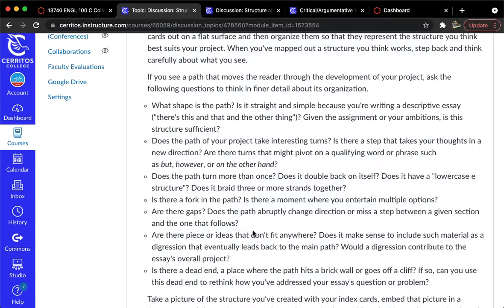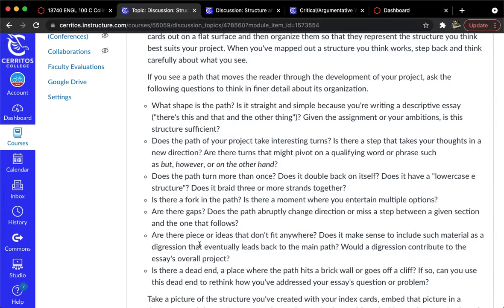Are there gaps? Does the path abruptly change direction or miss a step between a given section and the one that follows? So this is just asking you to pay attention to the way that you've connected ideas. Are there connections that maybe aren't very clear, or perhaps you neglected to make that connection to begin with? And so there might be a hole in your argument in that way, and so that might be something to pay attention to. Do you need to fill that gap in with some sort of explanation or connection?